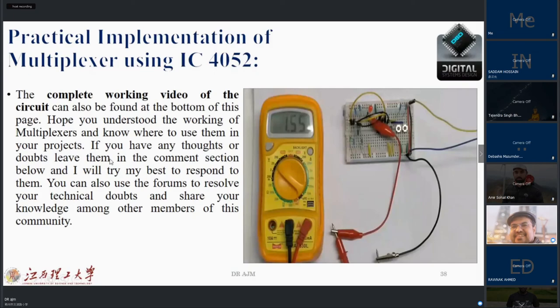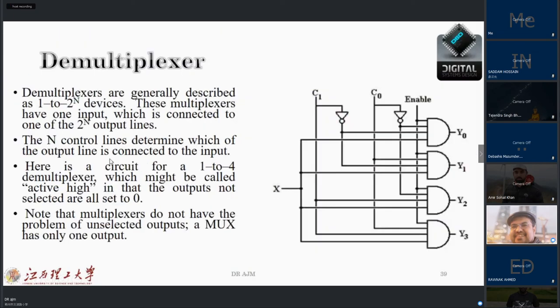Okay, that was the multiplexer. On the other side, we have the demultiplexer. I'm going to finish very soon, maybe with just one slide regarding the demultiplexer, because now you have a good background about multiplexer and demultiplexer. A demultiplexer is generally described as a 1 to 2^n device. This demultiplexer has one input, which is connected to one of 2^n output lines. And the n control lines determine which of the output lines is connected to the input.